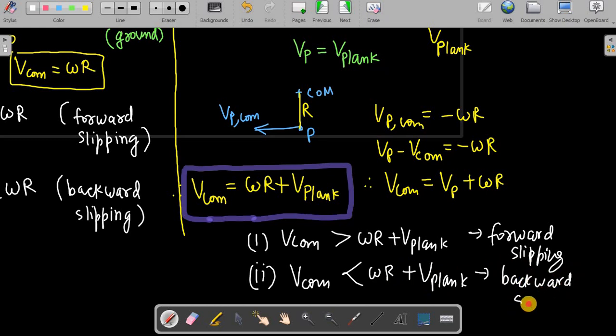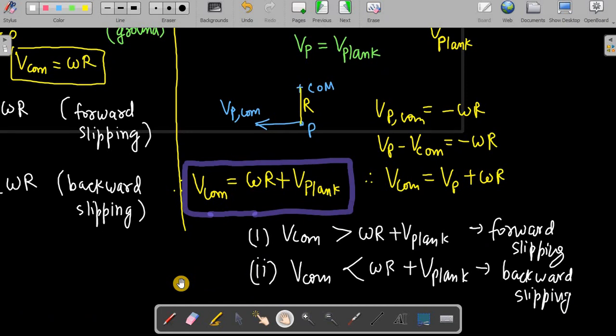slipping. Okay. But anyway, generally questions are not coming in rolling with slipping, forward or backward. But questions will come on pure rolling, so we can consider that, right? This is about uniform pure rolling. Now we will see about accelerated pure rolling.